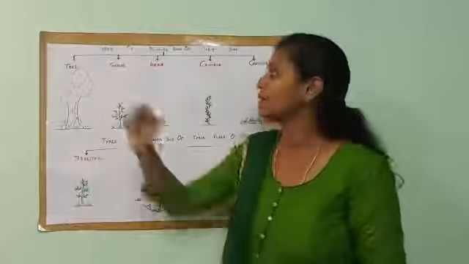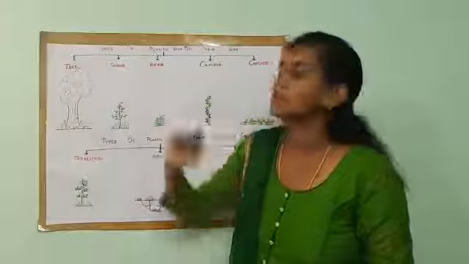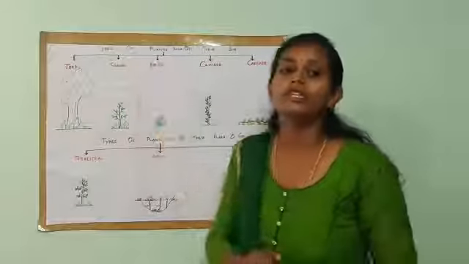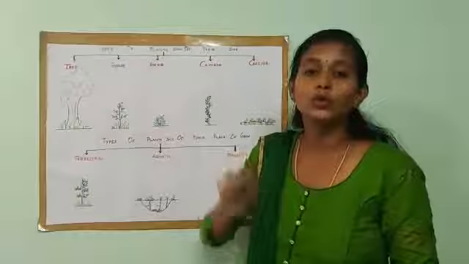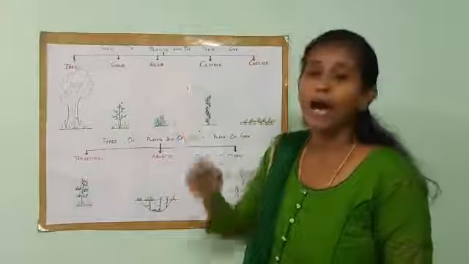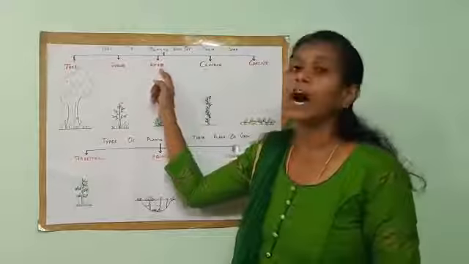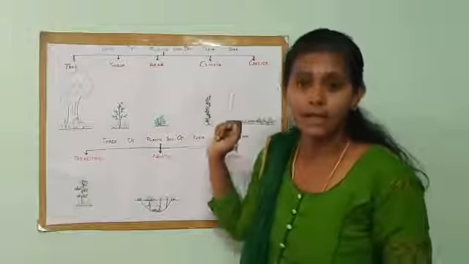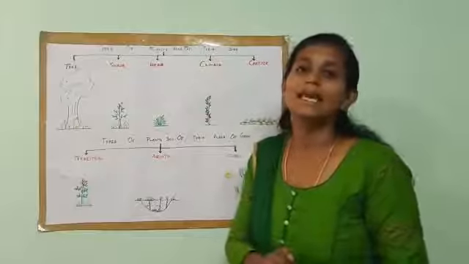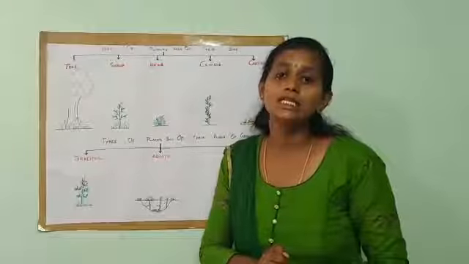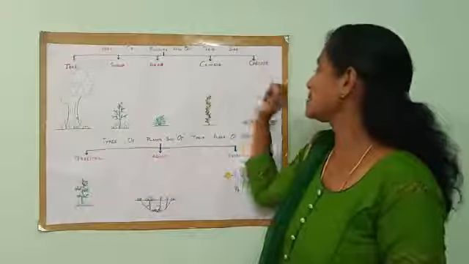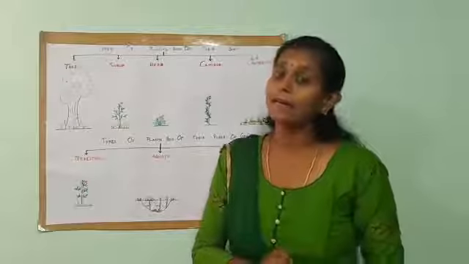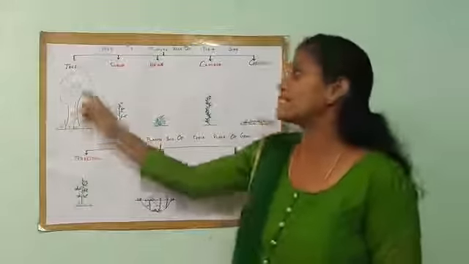Now read with the spelling. T-R-E-E, tree. S-H-R-U-B, shrub. H-E-R-B, herb. C-L-I-M-B-E-R, climber. The last one is creeper. C-R-E-E-P-E-R, creeper. Now let us start with the tree.